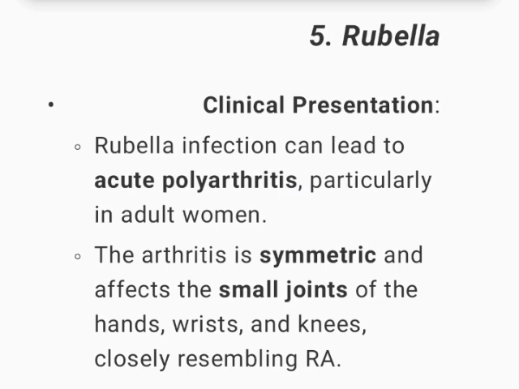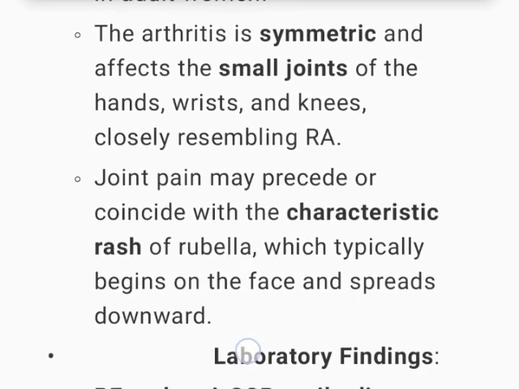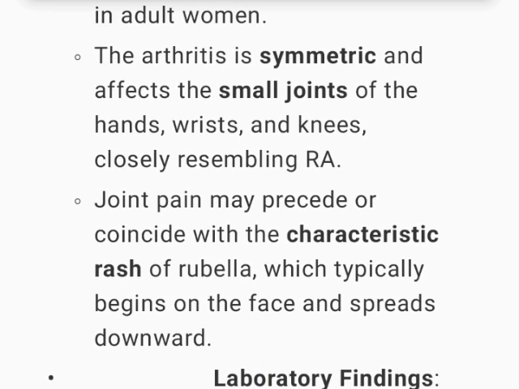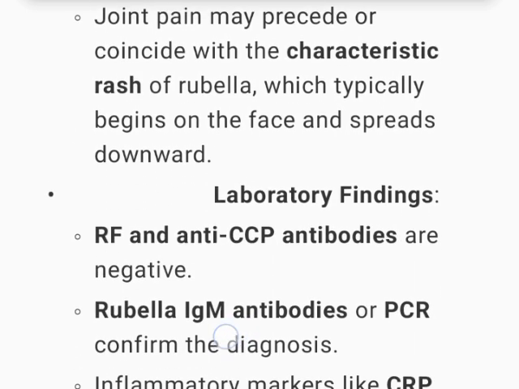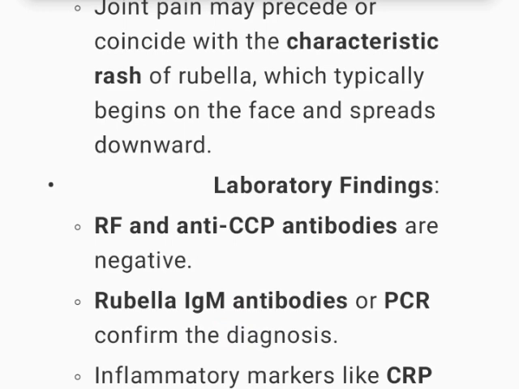5. Rubella. Clinical presentation. Rubella infection can lead to acute polyarthritis, particularly in adult women. The arthritis is symmetric and affects the small joints of the hands, wrists, and knees, closely resembling RA. Joint pain may precede or coincide with the characteristic rash of rubella, which typically begins on the face and spreads downward. Laboratory findings: RF and anti-CCP antibodies are negative.